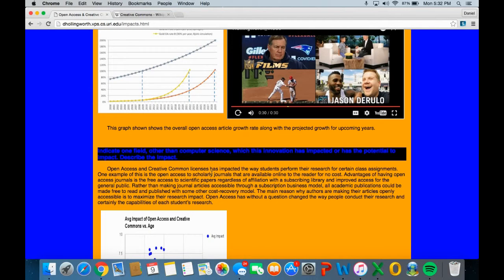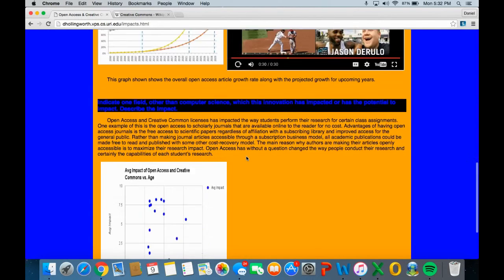Open access and Creative Commons, other than computer science, has impacted education, of course. Nowadays, everyone goes on Google and just looks up the answers, and open access is mainly the reason why we are allowed to do that. Rather than making journal articles accessible through a subscription business model, all academic publications can be made free to read and published with some other cost recovery model, meaning it's usually going to be free.